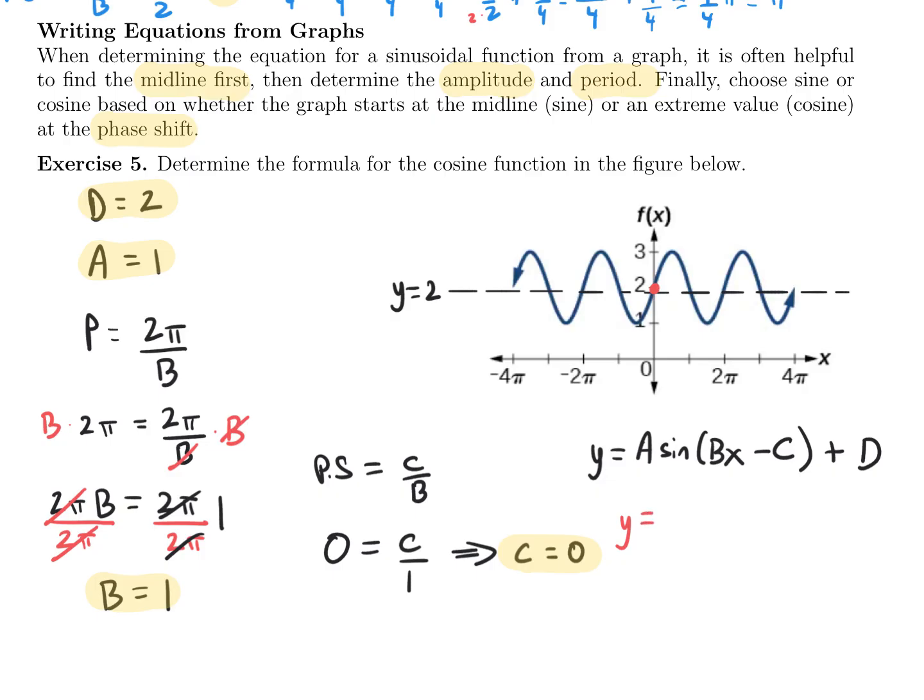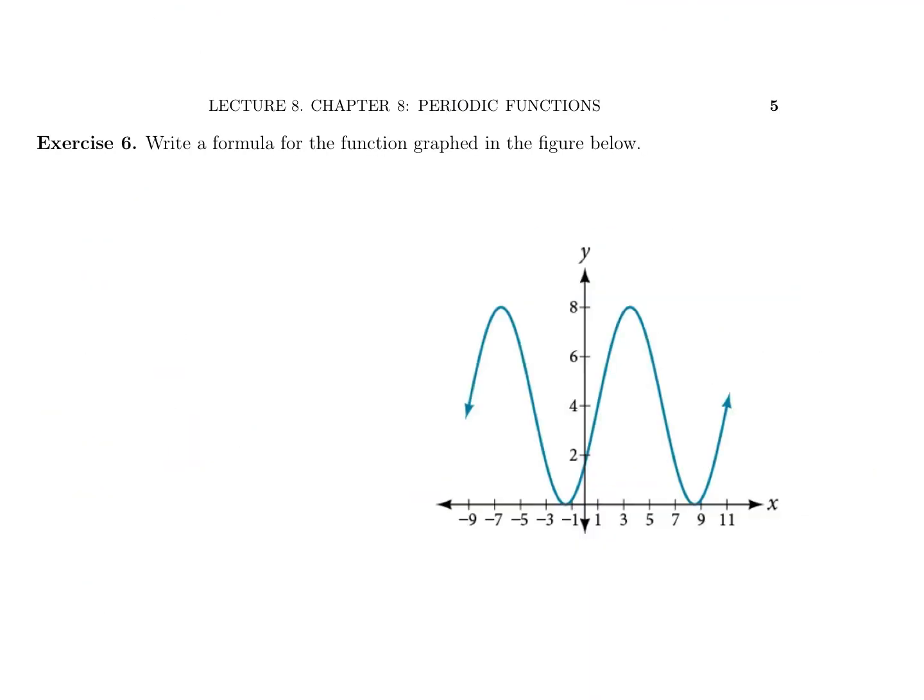So y equals A, which is 1, sine b, which is 1, minus c, which is 0. So you don't have to write minus 0. You could just write x, and then plus d, which is plus 2. So that is our final answer. That completes that problem. Let's look at the very last problem on the next page.